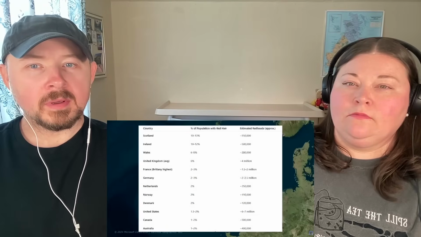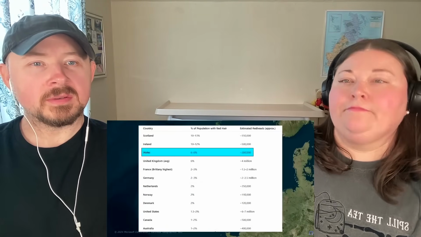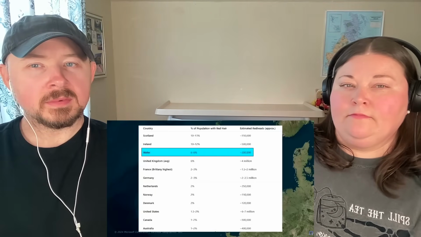The high frequency in Scotland, as well as in Ireland, points to genetic drift or selection in those populations, and red hair is also high in another population who speaks a Celtic language, in Wales, the Welsh. This again speaks to a Celtic link with red hair.